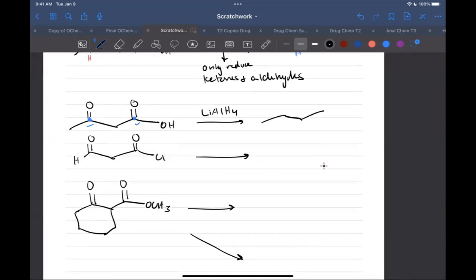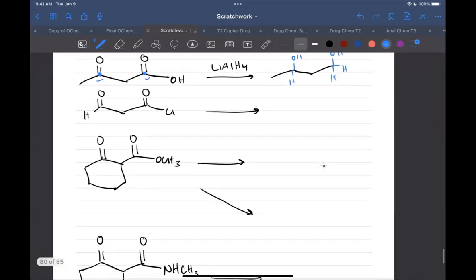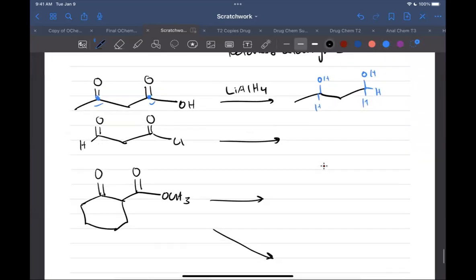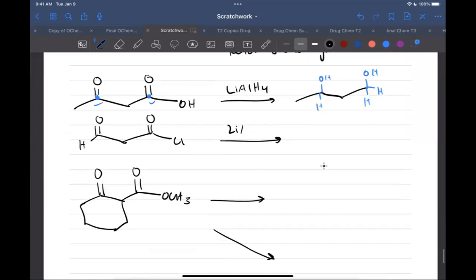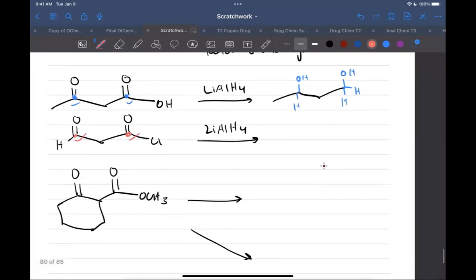I'll retain my carbons because your reducing reagents don't destroy carbon-carbon bonds. OH, H, OH, H, H. Okay. Now, what if you were to treat it with something like an aldehyde or an acyl chloride? LiAlH4, no exceptions. This will react. Carboxylic acid derivatives and ketones will react with LiAlH4.